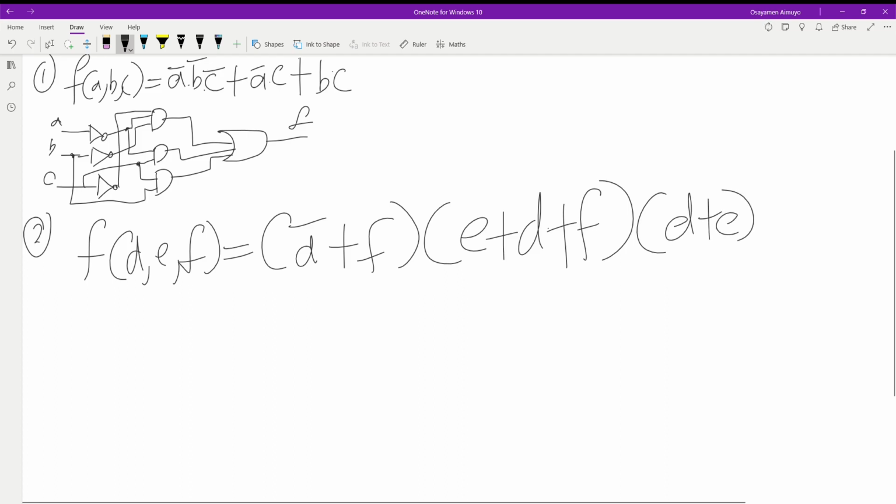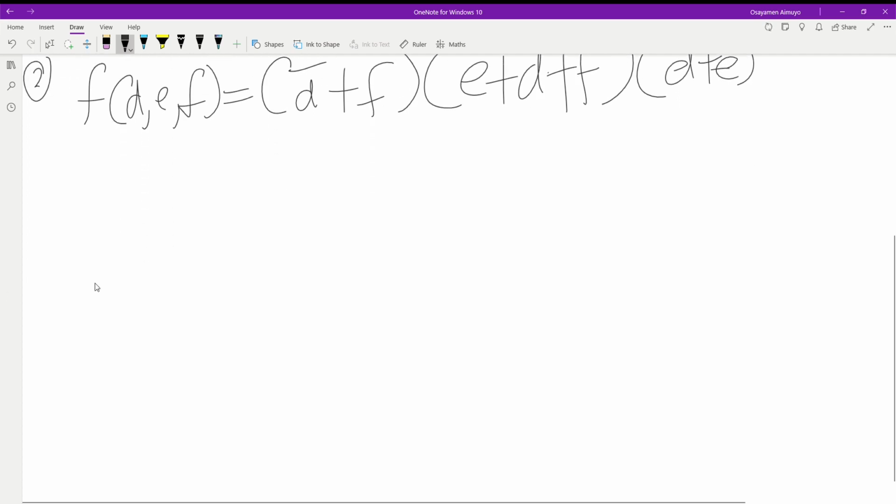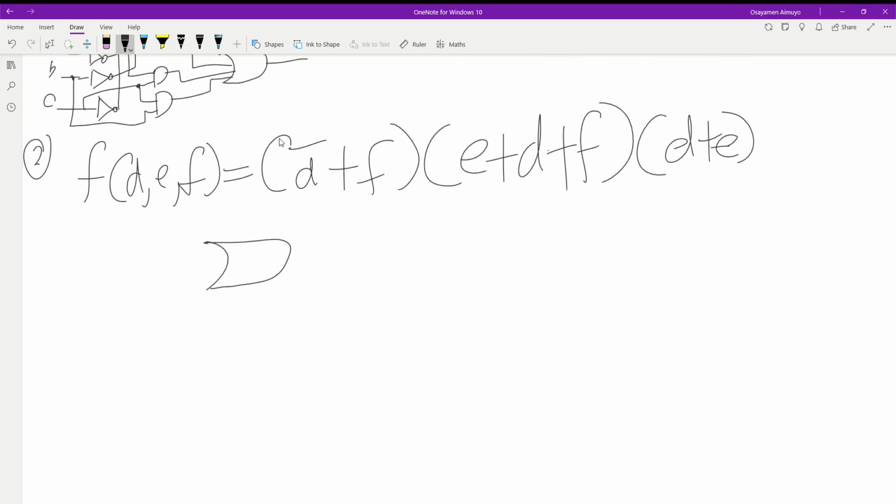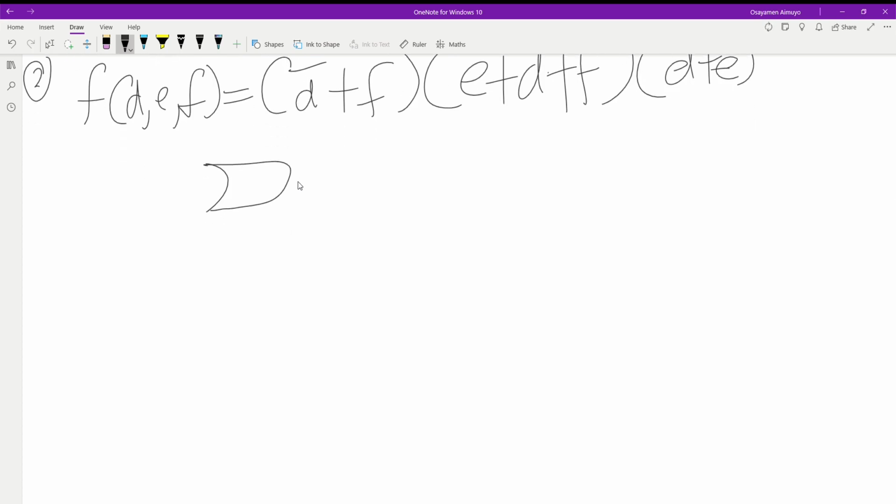Okay, so in this case we are going to have 3 OR gates, right? 3 OR gates. So let's say here we have this. So first of all, let's just draw our inputs and the respective inverters. So in this case, we only have one inverted literal. So one NOT gate should suffice. Okay.